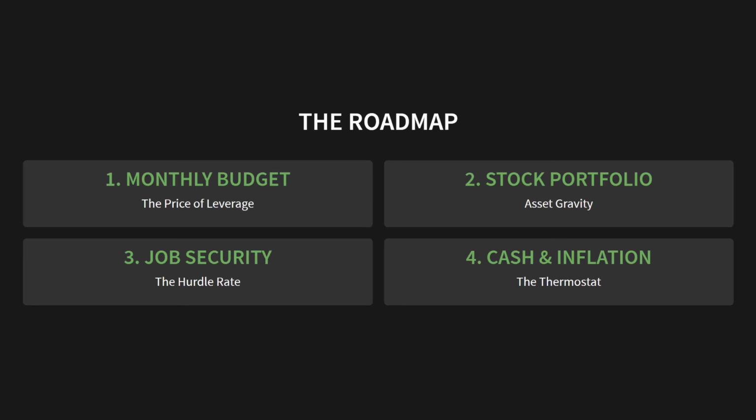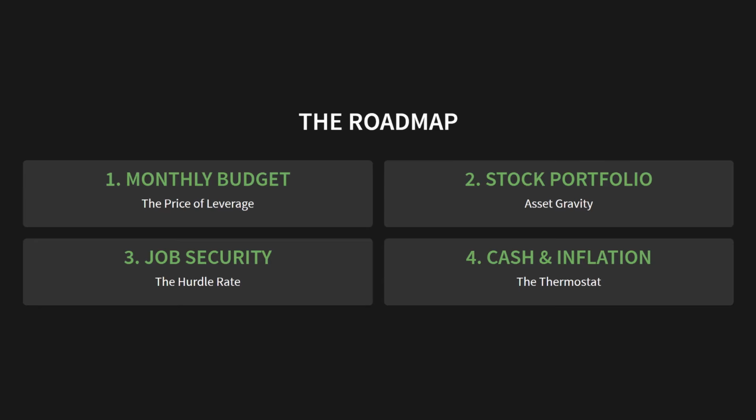So here's the roadmap for where we're going. First, we'll look at your monthly budget and the price of leverage. Then we'll dive into your stock portfolio to understand asset gravity. After that, we'll talk about your job security and something called the hurdle rate. And finally, we'll cover cash and inflation, the Fed's thermostat for the economy.